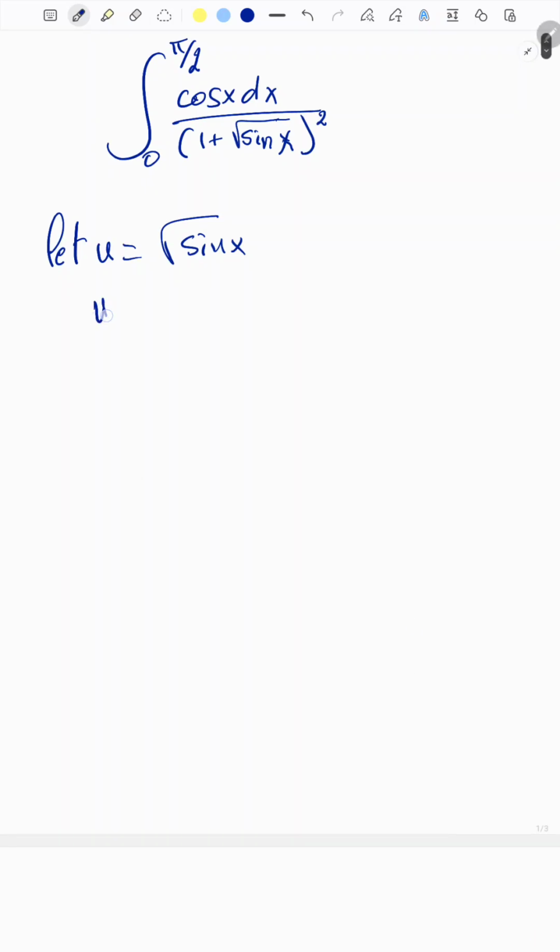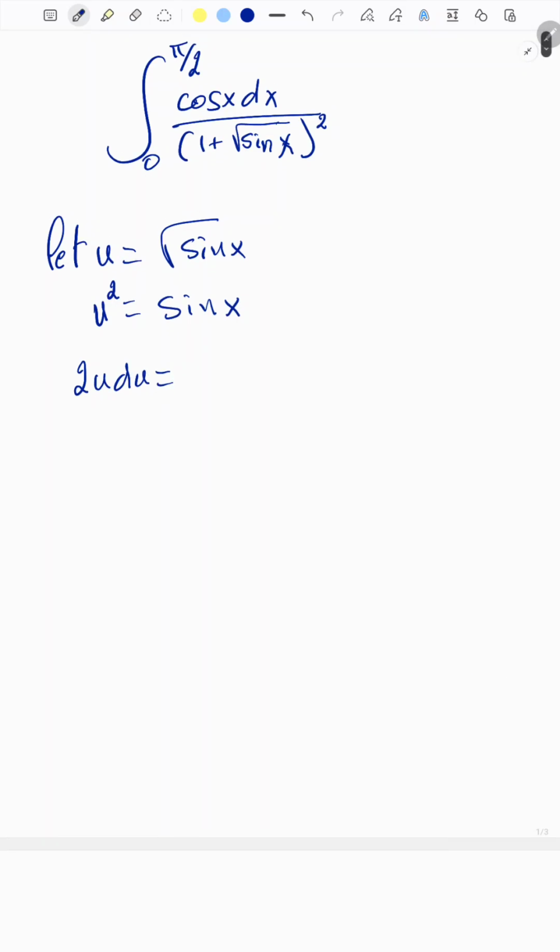So here I can take u squared is equal to sine x. If I differentiate u squared equals sine x, I have 2u du is equal to the derivative of sine x, which is cosine x dx. Now if I look at my integral, I have cosine x dx in my numerator, and here cosine x dx is equal to 2u du. So I can rewrite my integral as 2u du divided by (1 plus u) to the power of 2.